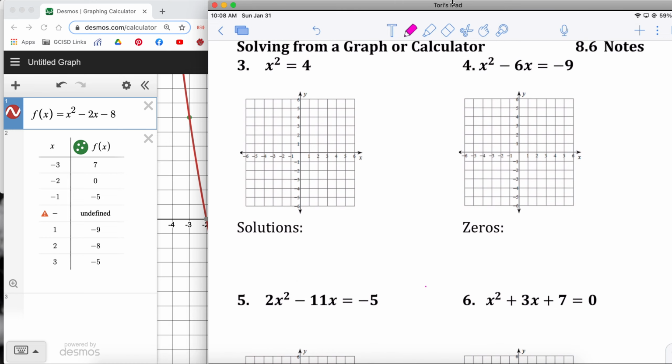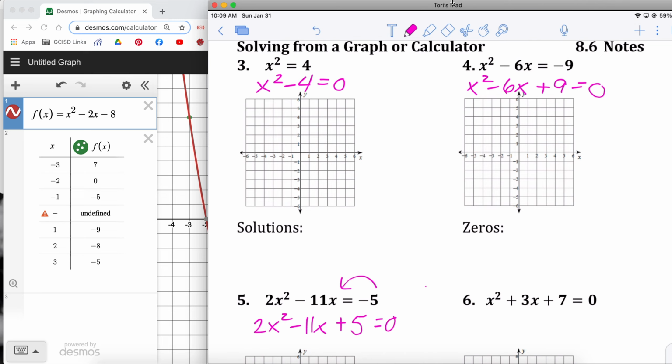Remember, if you move something to the other side of the equation, it has to change sign. So x squared minus 4 equals 0. This one would say x squared minus 6x plus 9, because we're moving it to the other side, equals 0. Number 5 would be 2x squared minus 11x plus 5, because we move the 5 over. And this last one is already equal to 0, so I don't have to do anything with it. Okay?